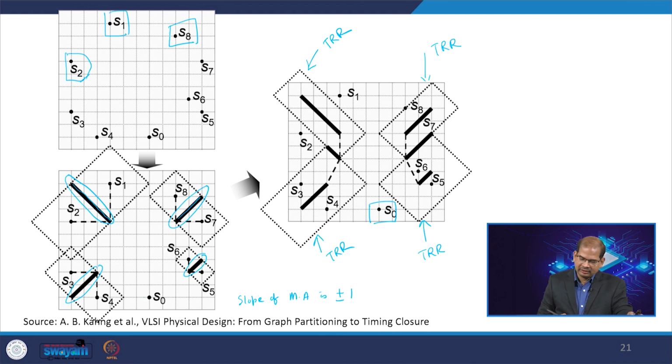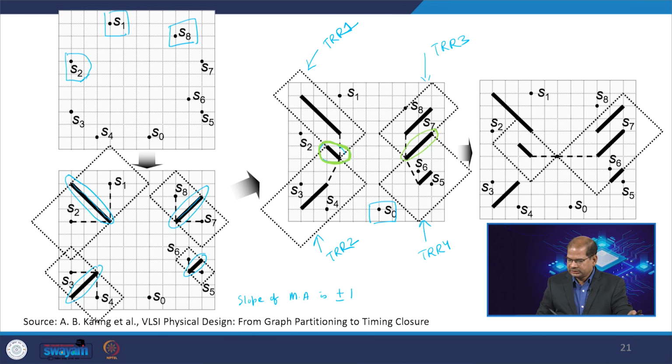We are creating the points between the 2 TRR which is having the same skew or 0 skew and minimum wire length. So, this is the point corresponding to, let us say, I will denote this way, TRR 1, TRR 2, TRR 3 and TRR 4. So, this segment is corresponding to TRR 1 and TRR 2, and this segment is corresponding to TRR 3 and TRR 4. Now, we have these 2 segments which are important to us.